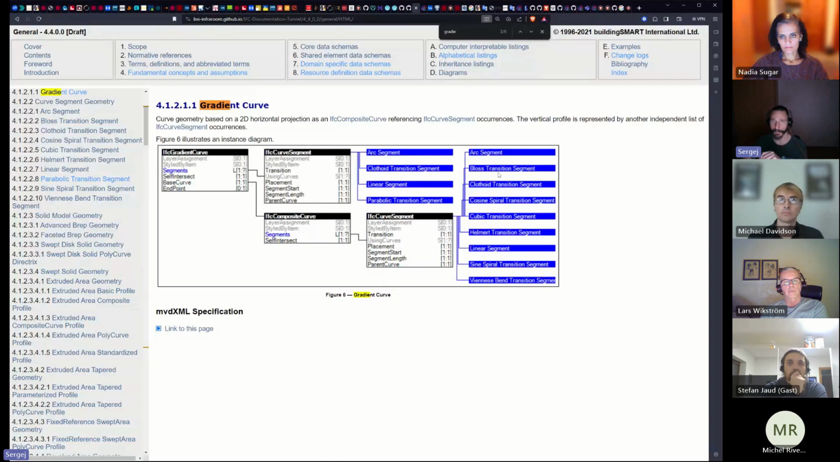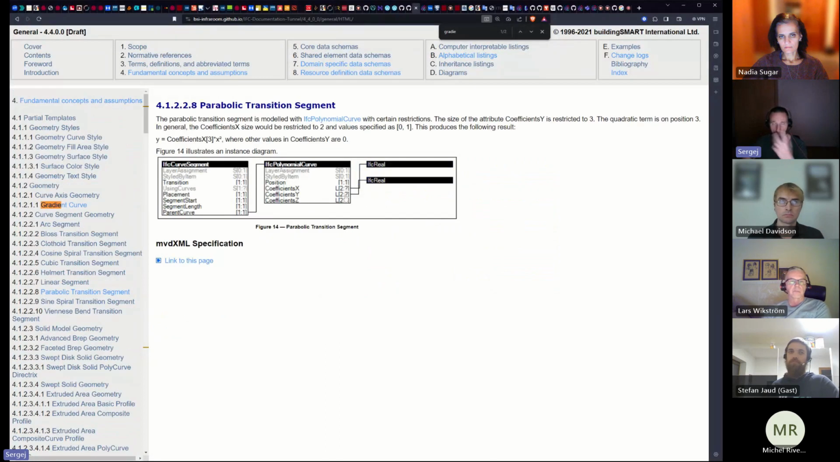curve segments. And the composite curve, so the horizontal part, can have arcs, Bloss curves, clothoids, cosines, spirals, cubic, Helmert, linear, sine, or Viennese. The vertical part, however, had a requirement to also feature parabolic. So this parabolic segment, if I click on it, is again a partial template that can be referenced by other templates. And this parabolic tells us that it has to be defined by a curve segment that references polynomial curve.